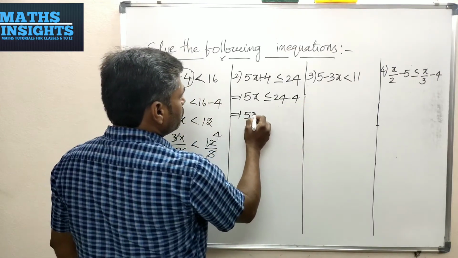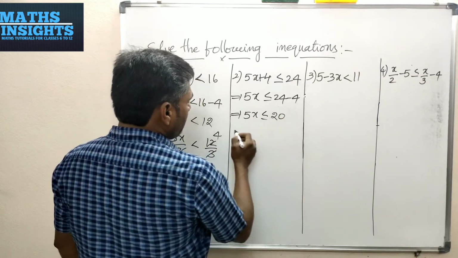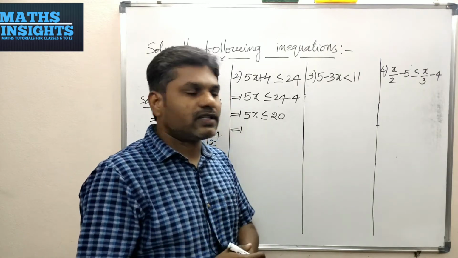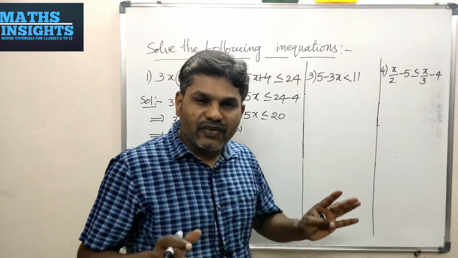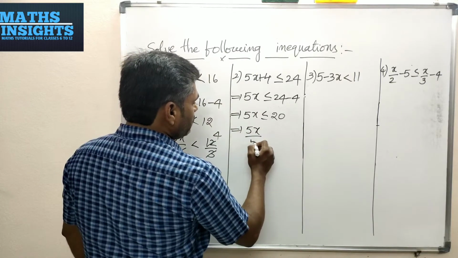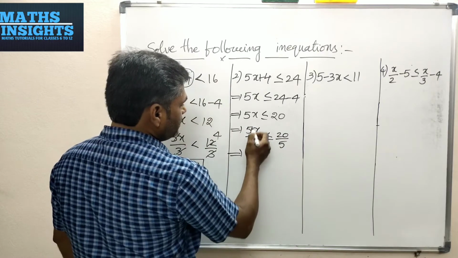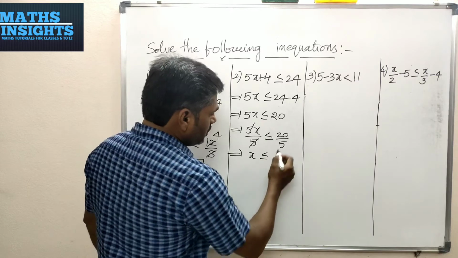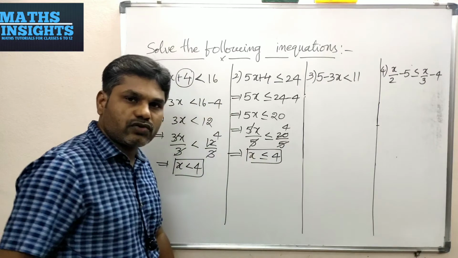That implies 5x is less than or equal to 24 minus 4, which is 20. Again here you want only the x value, but you have 5x. So divide by plus 5 on both sides, then the sign of inequality will not change. So 5x by 5 is less than or equal to 20 by 5. If you cancel 5 and 5, you will remain with x, and 5 ones are 5, 5 fours are 20. So x is less than or equal to 4.